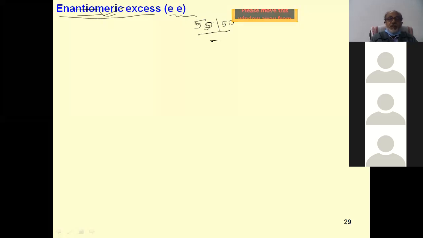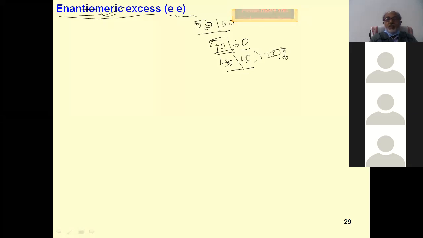But suppose this is 40% dextro and 60% levo, they are unequal, right? Unequal proportion. Then what will happen? 40% of this one will neutralize with 40% of the opposite isomer. That means if it is dextro here, this will be levo. And the rest left is how much? 20%. So this 20% we'll call enantiomeric excess. I think now it is clear.